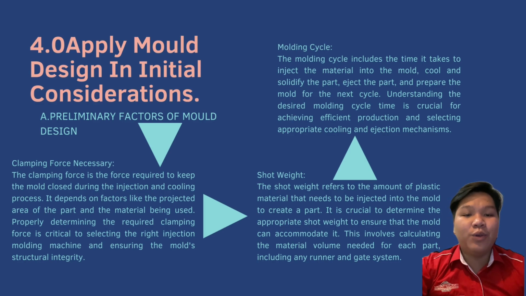And the last is shot weight. The shot weight refers to the amount of plastic material that needs to be injected into the mold. To create a part, it is crucial to determine the appropriate shot size to ensure the mold can accommodate it. This involves calculating the material volume needed for each part, including any runner and gate system.